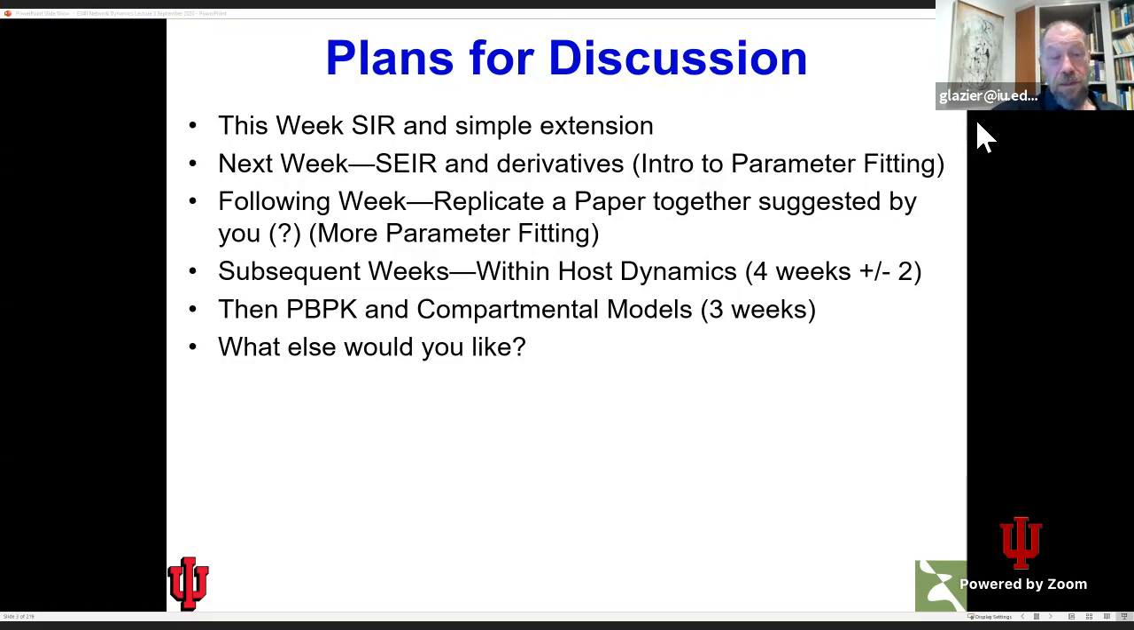SIR models assume that you're susceptible, infected, or recovered. SEIR models are susceptible, exposed, infected, recovered, which means that you don't get sick and become infectious right away. And that's true of many diseases, including COVID. Probably for the first day or two after you've been exposed, the virus hasn't replicated enough in your body that you're able to infect anybody else.